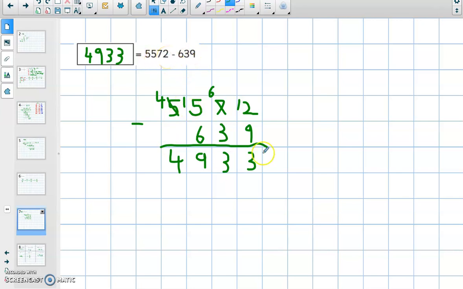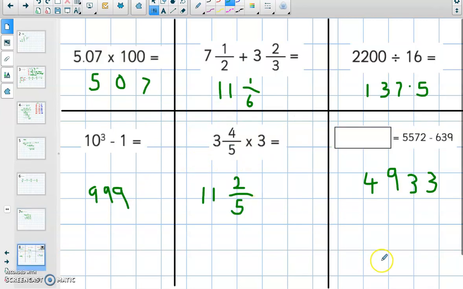So I've set it up here in a formal method, and I've already done the workings to save time, so I'm not going to go through that because you guys should be really secure with taking away using the formal method. But again, like I said before, just leave a comment below, but your answer will be 4,933. So here are the 6 answers for today's arithmetic questions.